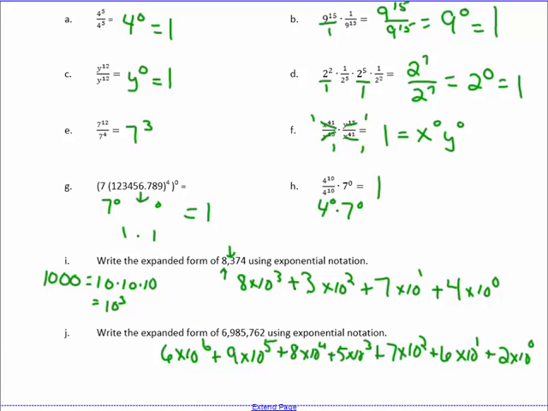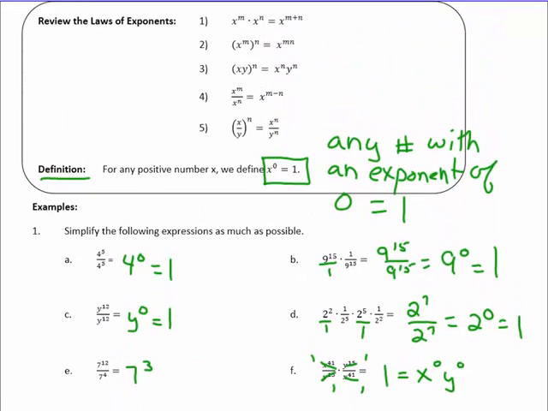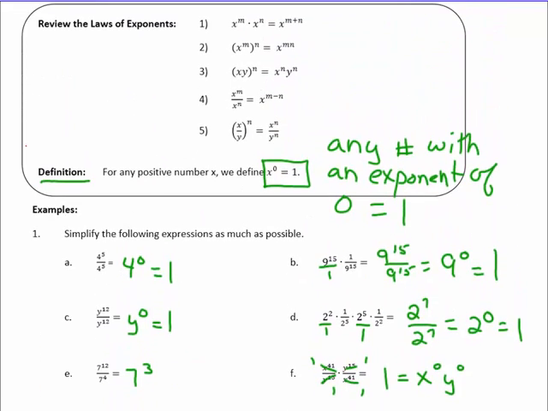So, any questions? But the biggest thing is right here. Put a box around it, star it a few times. Any number that has an exponent of 0 equals 1. All right, any questions?